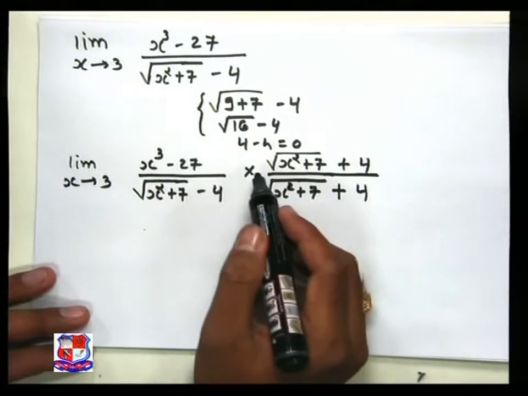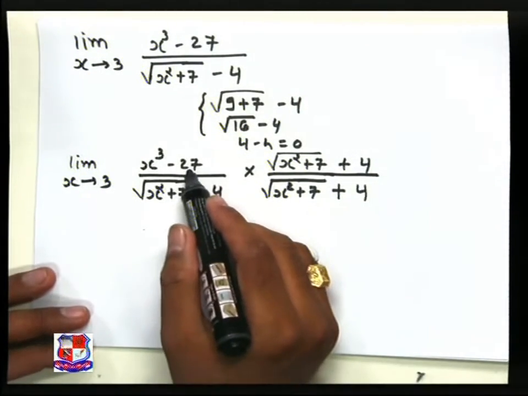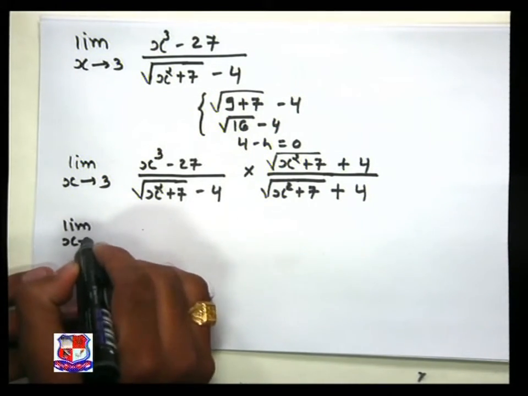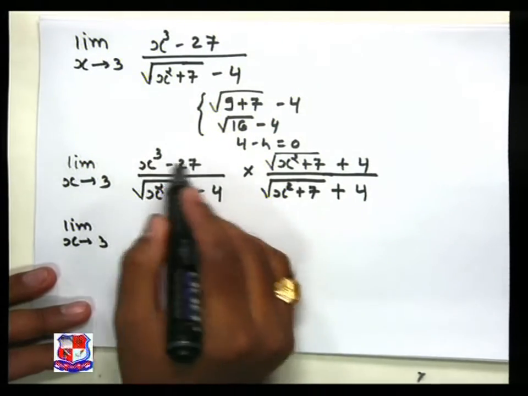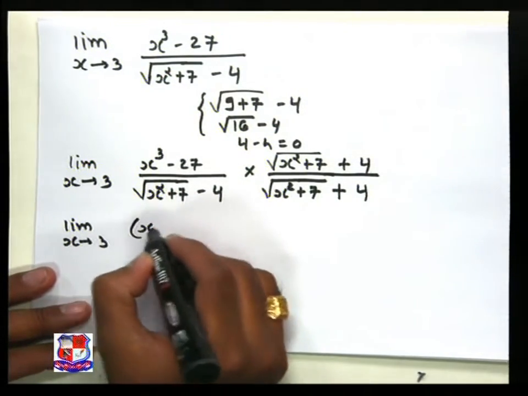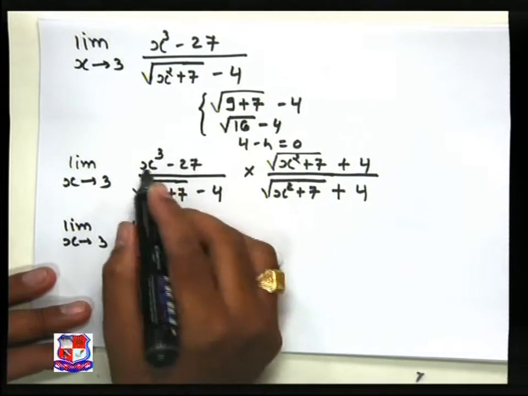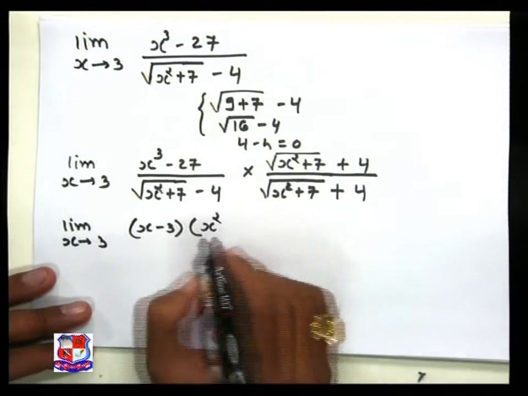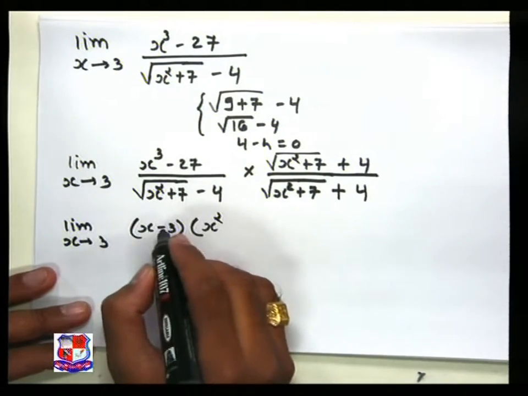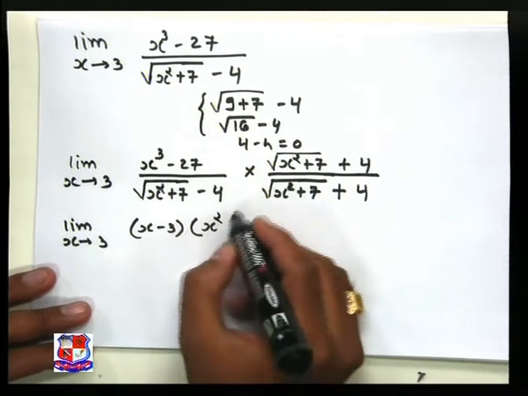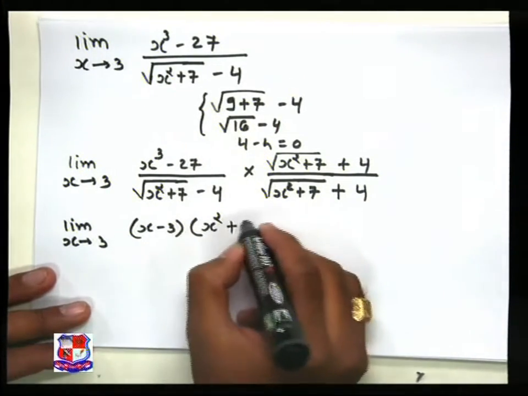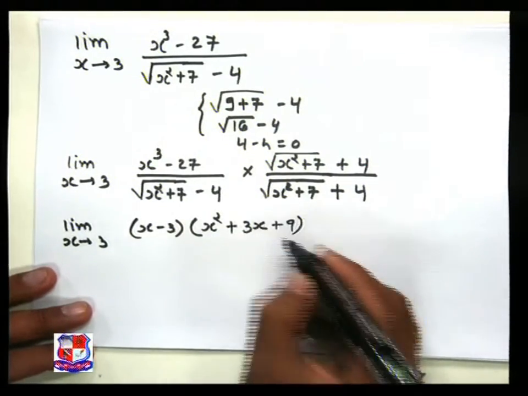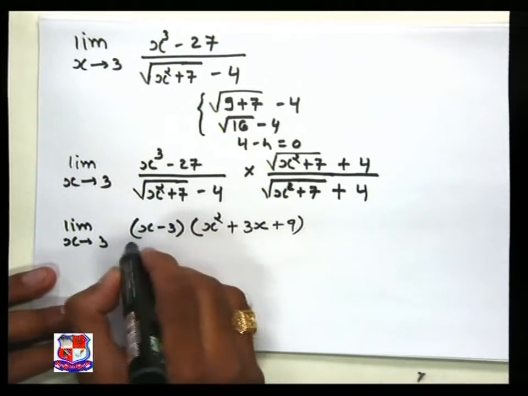Now we want to simplify it. Here x cube minus 27. So if we simplify it, limit x tends to 3, here x cube minus 27, so x minus 3, and cube simplification, that is here first term square, that is x square. Then next term, that is multiplication of first and second, minus becomes plus, that is 3x, and then last term square, that is 9. 3 square, that is 9.